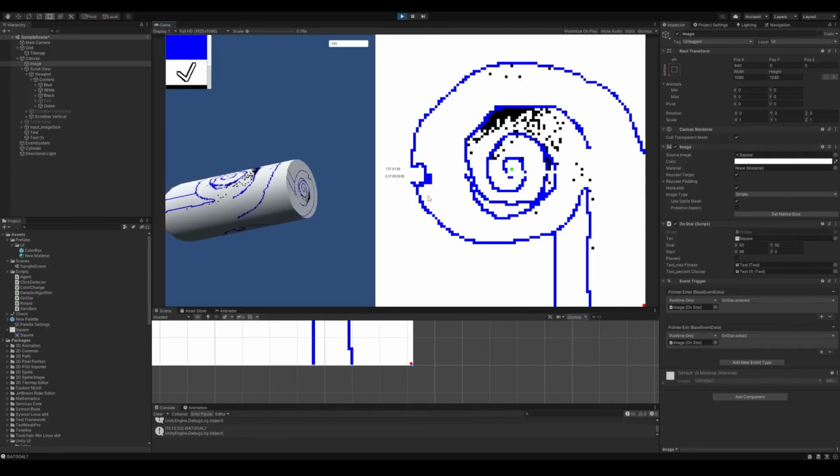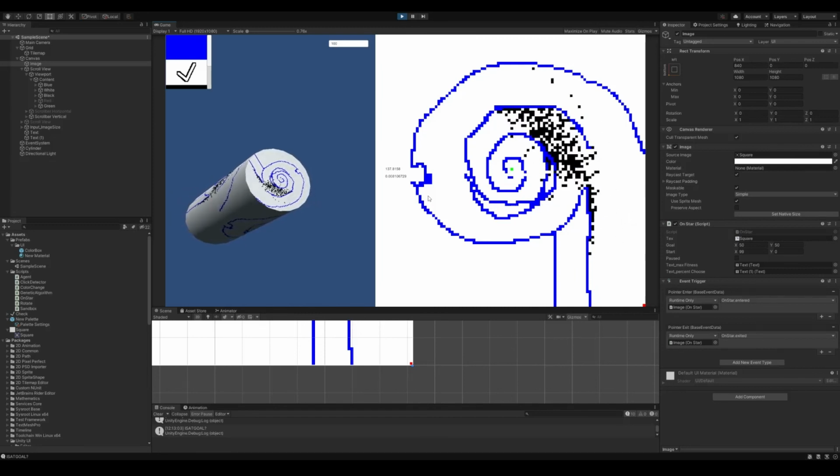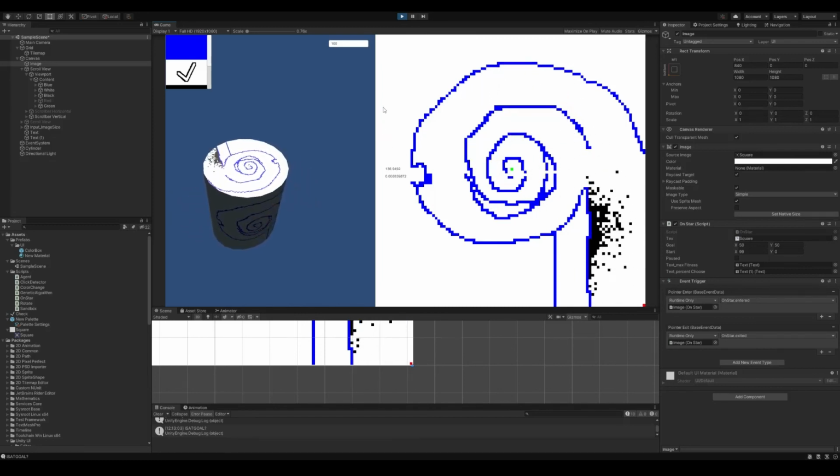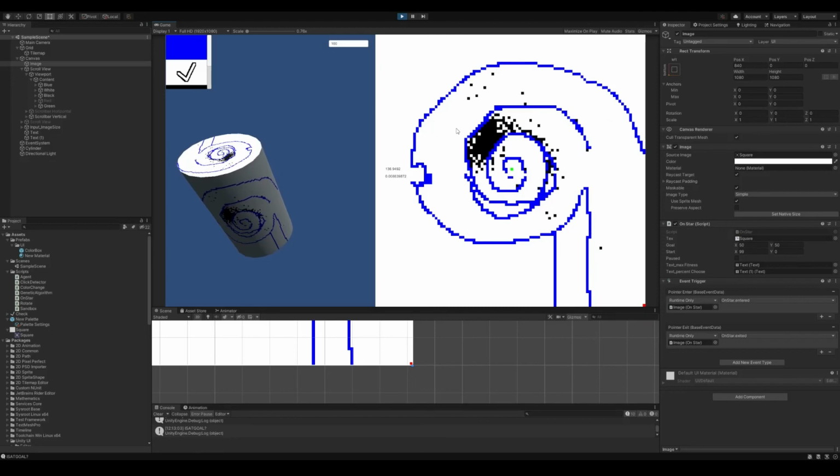I'll keep working on this, and I'll get it more finalized, and I'll try out some of the things that I was curious about and let you know what I find. So yeah, until next time.